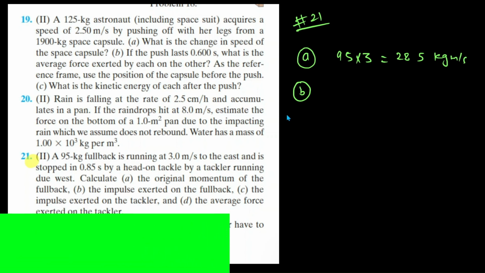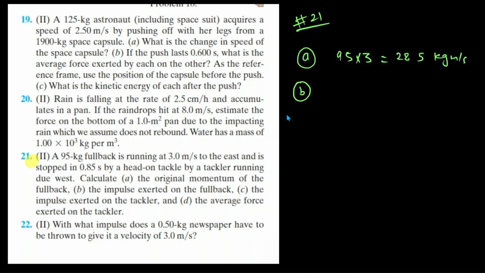But we don't know anything about the other tackler. No, you have to find the impulse on the fullback, using his final velocity after he collides. He stops, right? It's written, he stopped. So it's zero. So we can say that it is PF minus PI, and PF is zero. This is the answer.